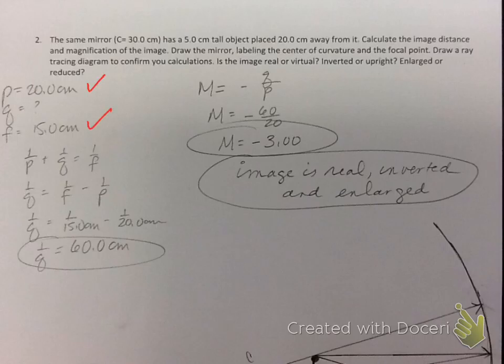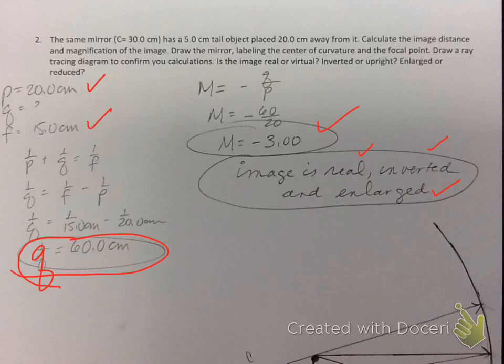Again, remembering your P's and Q's, solving algebraically. Whoops, that should just be Q because I already took the inverse. So you get a Q of 60 centimeters. 60.0 is how many sig figs you get. So this thing is real, but it's way out back. It's tremendously far behind the mirror. Magnification, negative 60 over 20, you get a negative 3. So the negative means it's inverted, and the 3 means it's enlarged, and the image is most certainly real.